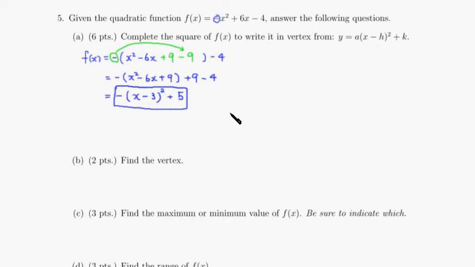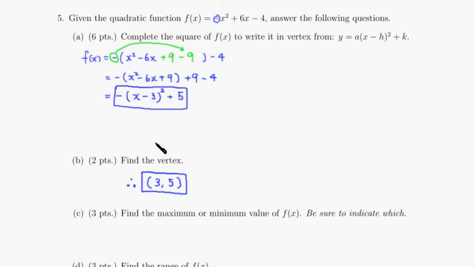So let's do part B. We want to find the vertex. The vertex is pretty easy to find if you have vertex form. So you have negative 3, and you have to change the sign on that one, because the negative 3 corresponds to a shift to the right, so it's positive 3. Then positive 5 stays as itself, you don't have to change the sign for that. So this is the vertex.